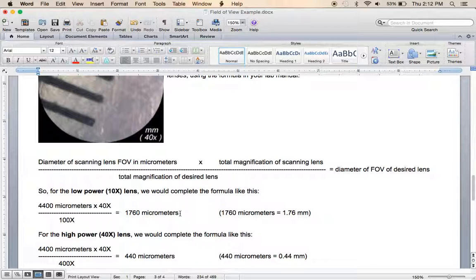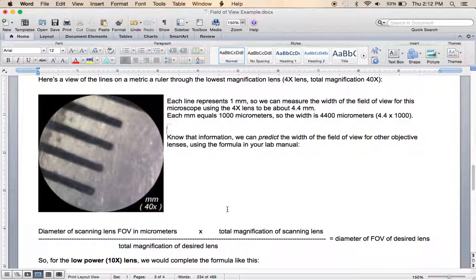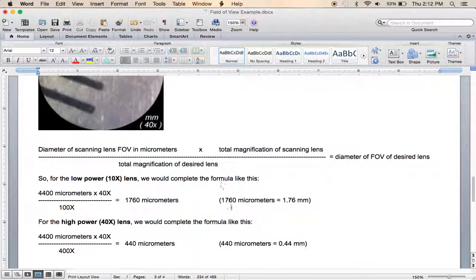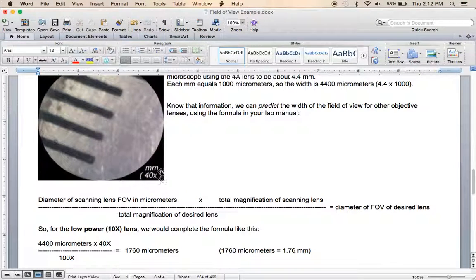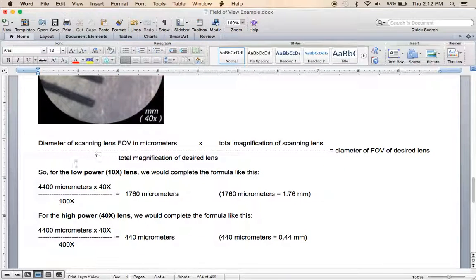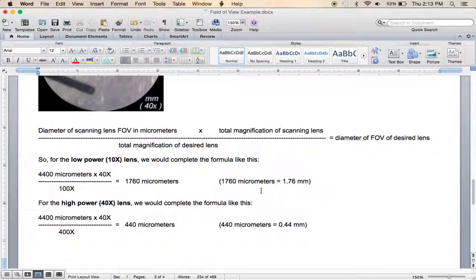1,760 micrometers. Now we know, as we discussed, that 1,000 micrometers equals 1 millimeter. So 1,760 micrometers is equivalent to 1.76 millimeters. So as you zoom in, your field of view gets smaller. So it makes sense that if the field of view under the scanning lens is 4,400, that the field of view for the low power lens would be smaller. So 1,760 makes sense. That's a logical conclusion. Let's do one more example.